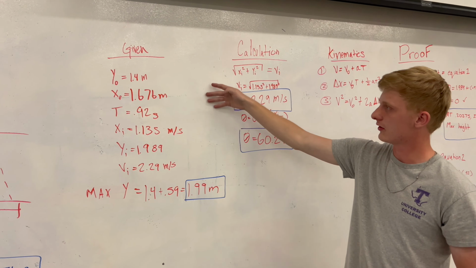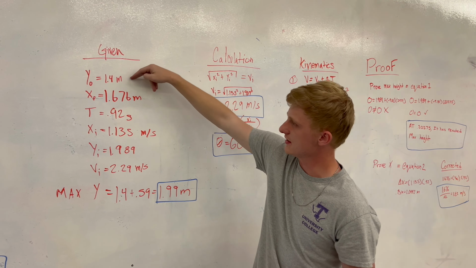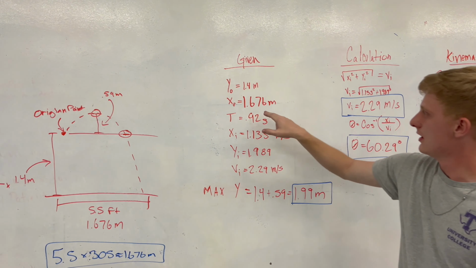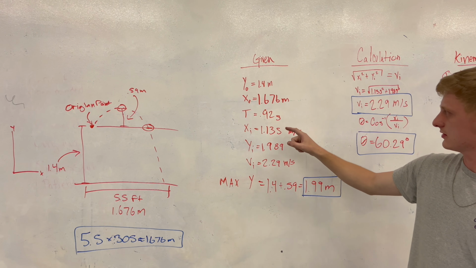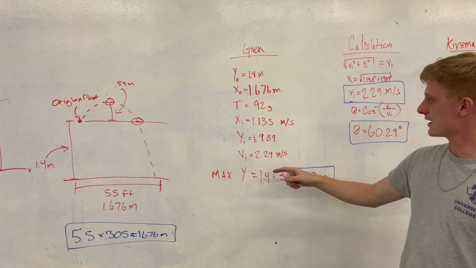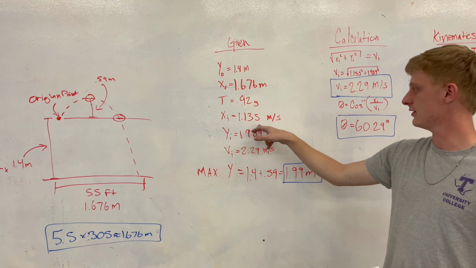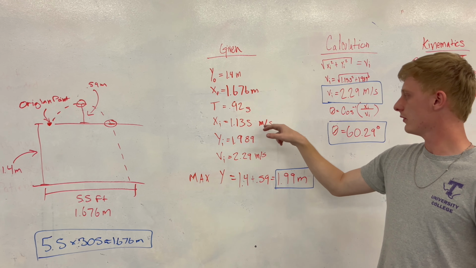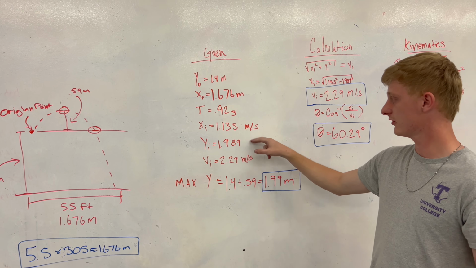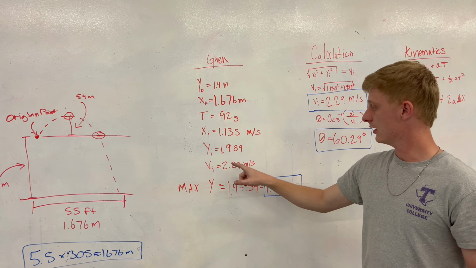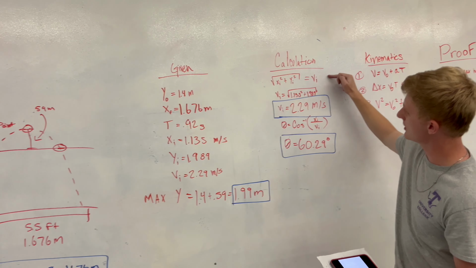So here was all the information that was essentially given from Logger Pro. As I discussed, here's the initial Y over here. The X final was just the overall distance, 1.67 meters. T was 0.92 seconds. The initial velocity for X, that's supposed to be V, was 1.135. The initial Y velocity was 1.98 meters per second. The resultant vector was 2.29, which we can see the calculations for right here.